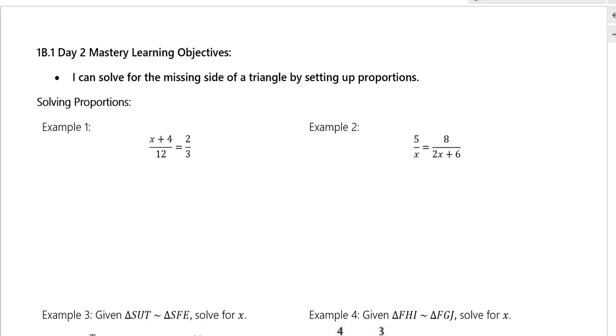Guys, this is really just 1B.1 day 2 because it's the same master learning objective. We're still solving for the missing side of a triangle by setting up a proportion. We're just making it a little more difficult for you.